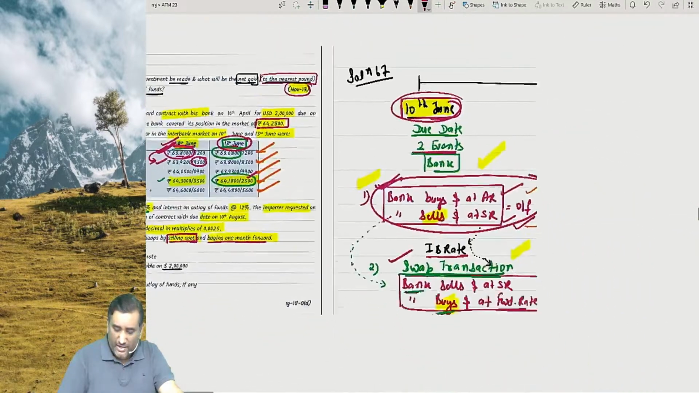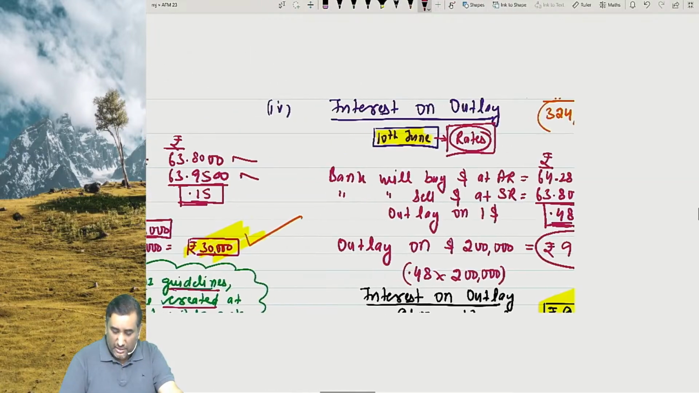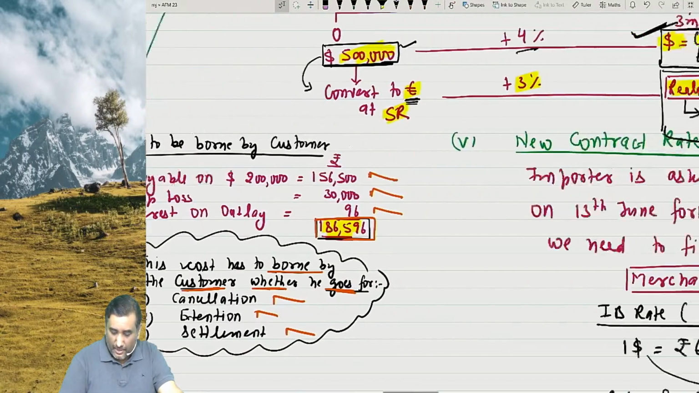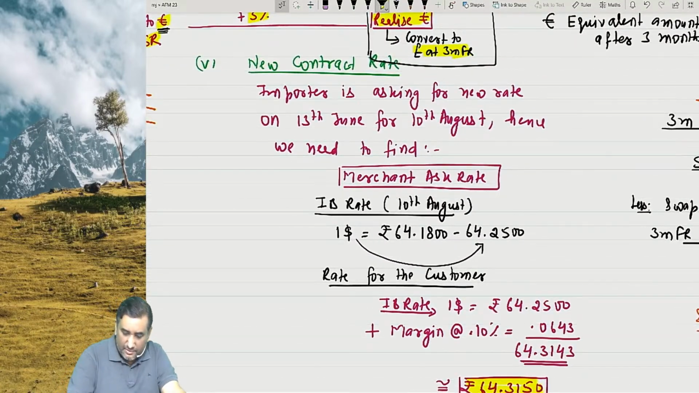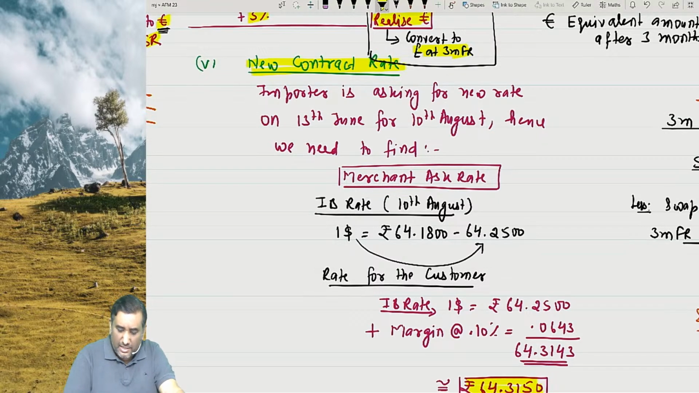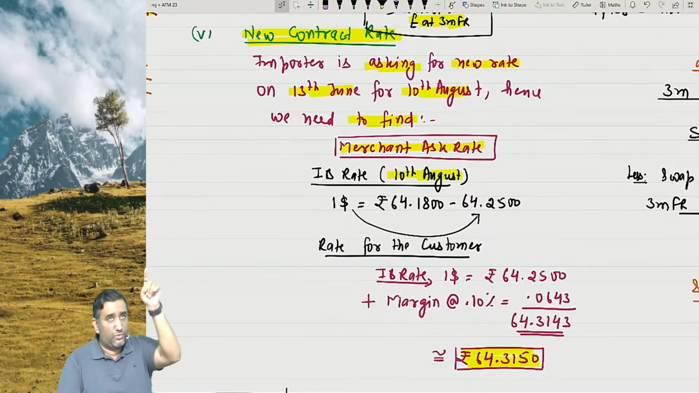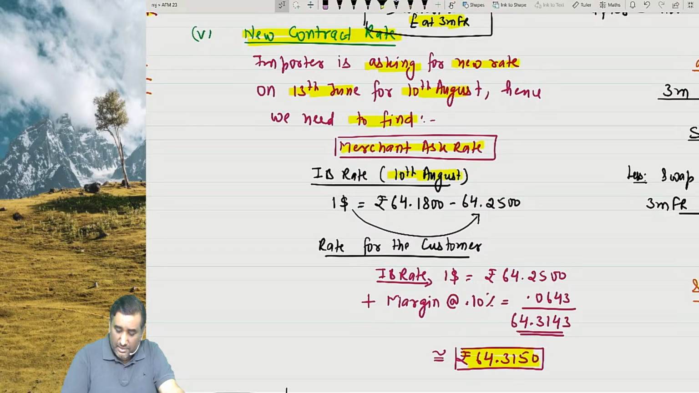So basically when you go back here, then I write my question accordingly. I'll say, new contract. The importer is asking, it's a new contract rate. Importer is asking for a new rate on 13th June for 10th August. Hence we need to find the merchant ask rate. Interbank rate of 10th August. Sir, these were 13th June. Whatever rates are standing in front of the month of August are of 10th August. This rate plus what? Margin.